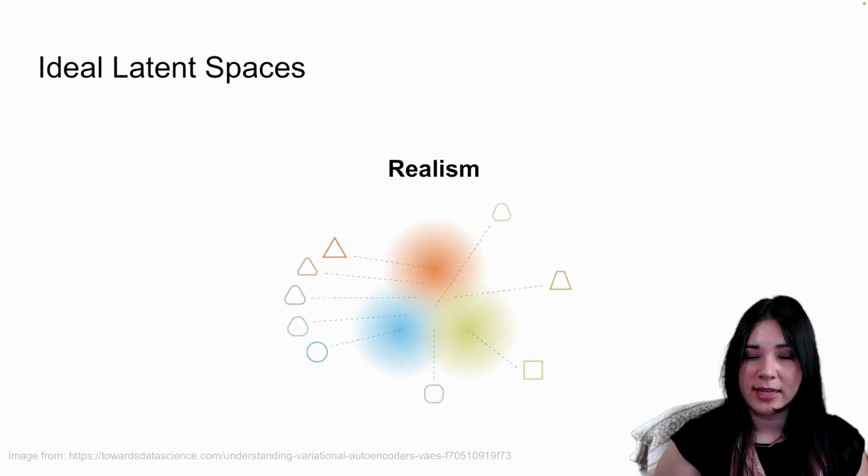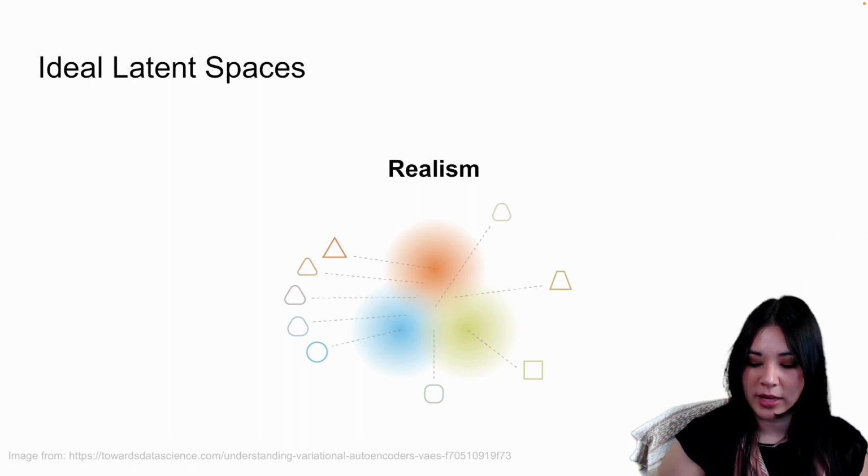But the ideal latent space of a variational autoencoder will also have realism. Realism means that we can sample any point in our latent space, and we should get something that looks like a valid input. For instance, here in this variational autoencoder trained on shapes, we should be able to sample from any point and get something that looks like a valid shape.